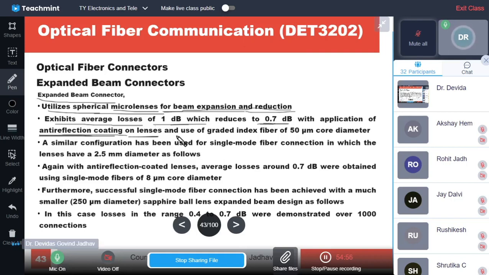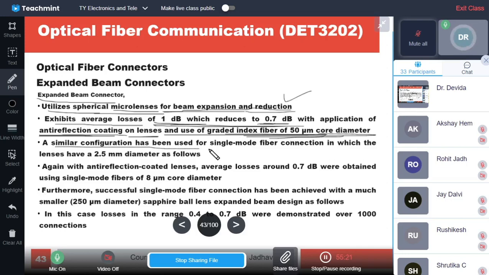Okay, and this is with the use of graded index fiber of 50 micrometer core diameter. So in case of graded index fiber it is measured. For the 50 micrometer core diameter graded index fiber, the expanded beam connector is providing 1 dB, and if the anti-reflective coating is placed, it is providing 0.7 dB.